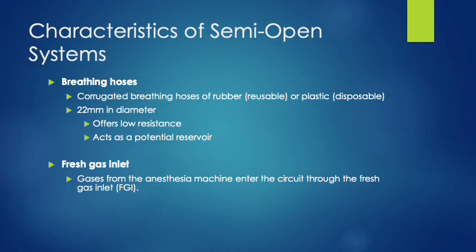Okay, next, looking at characteristics of semi-open systems. We've already talked about open systems, now we're moving on to semi-open systems. These are the components that are contained in a semi-open system: a breathing hose, fresh gas inlet.